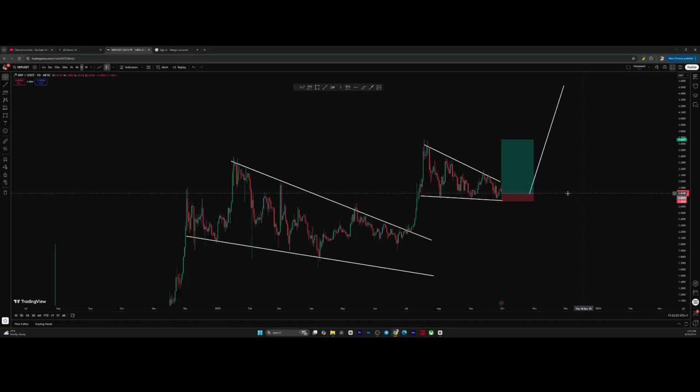Technically, right, from where we are right now, which is 2.7, 2.8, these are the key zones to watch out for, right? So right now, where our entry is currently set at, these are the key zones to watch out for.